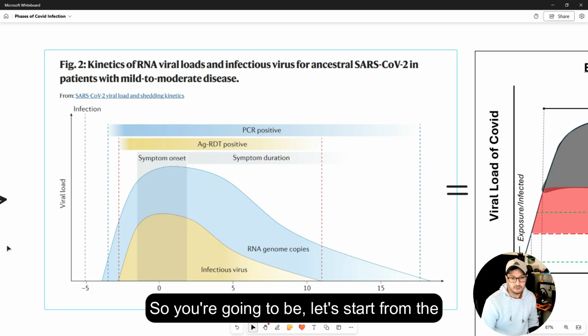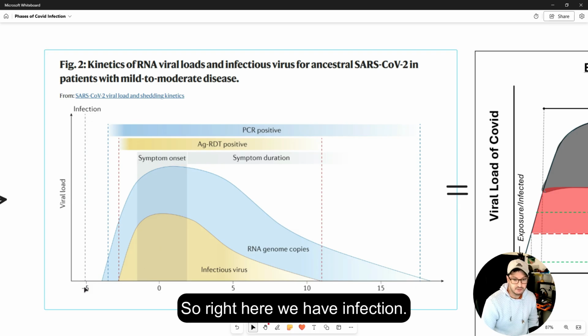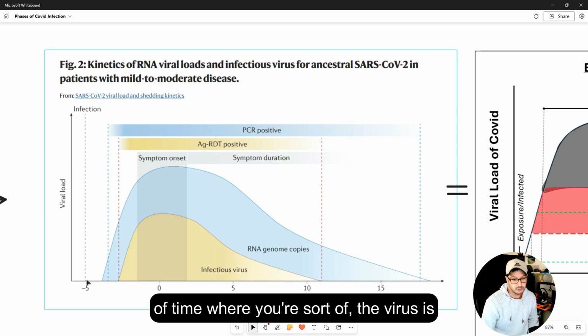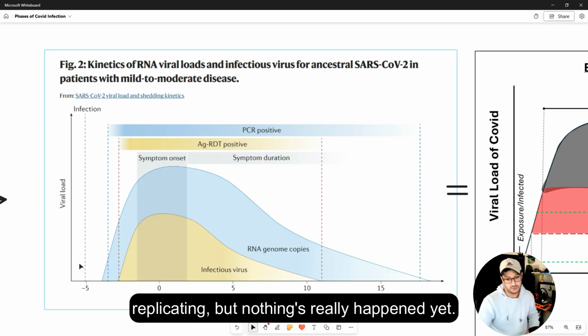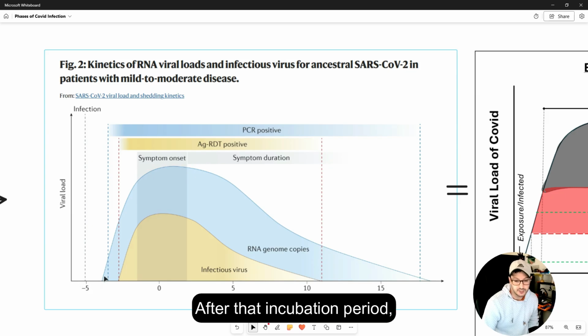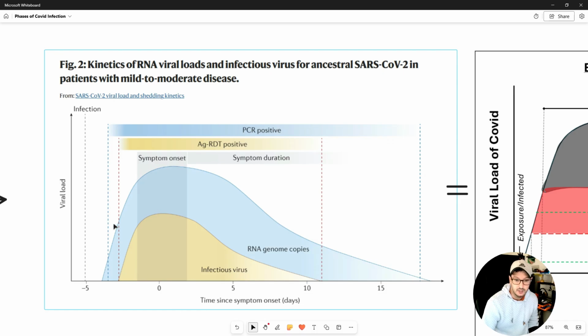Let's start from the beginning. Right here, you have infection. This is when you are exposed and then have contracted COVID. There's a brief window of time where the virus is replicating, but nothing's really happened yet. This is called the incubation period. After that incubation period, the viral load starts to increase and increase and increase. You'll see that this is a few days before symptoms have occurred.